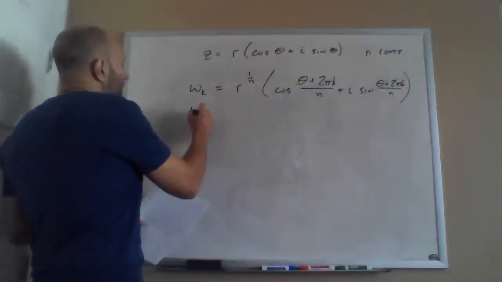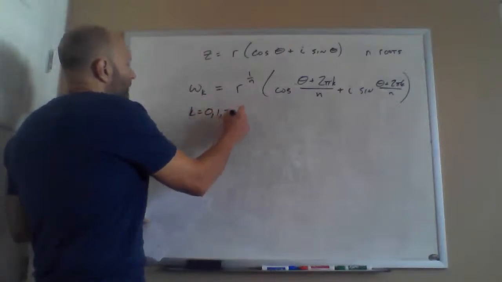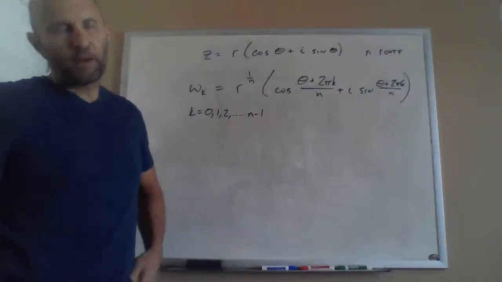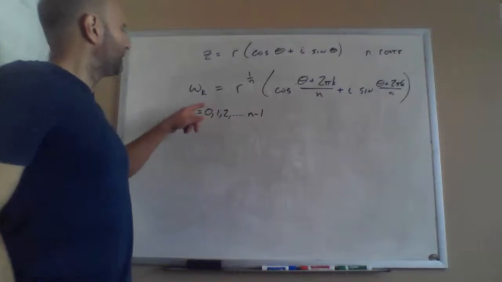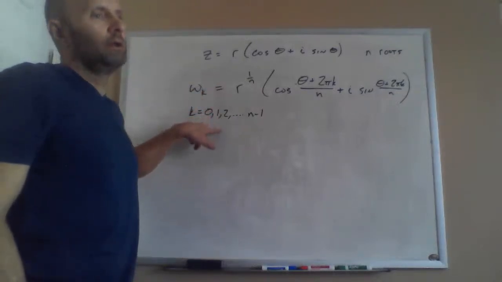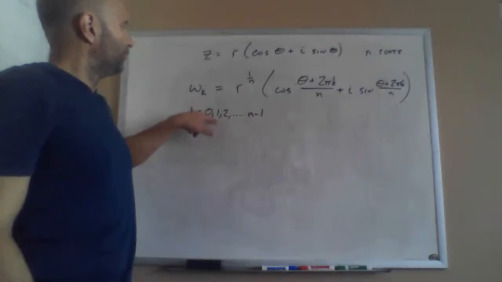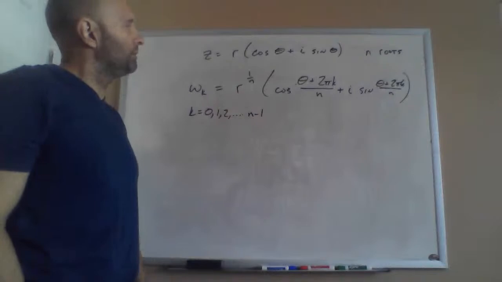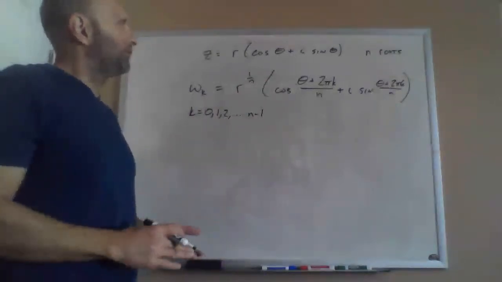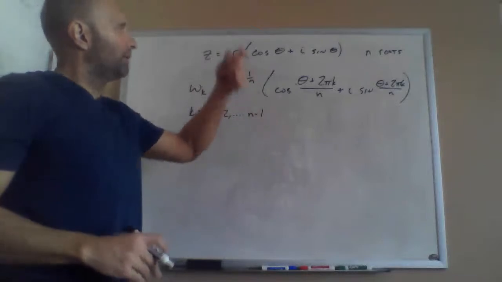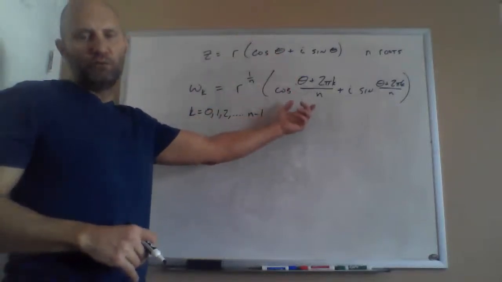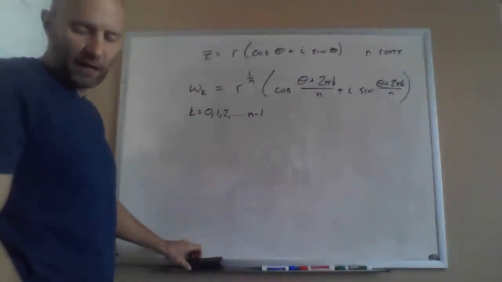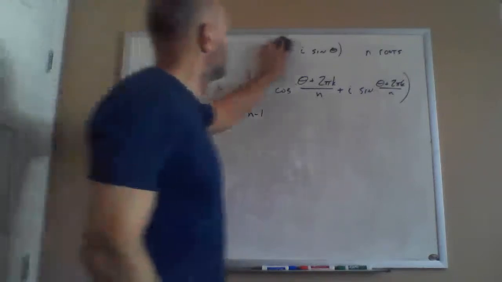And then our k goes from 0, 1, 2, etc. up to n minus 1. So if I have 3 roots, I'd have k is 0, 1, 2. If I have 5 roots, 0, 1, 2, 3, 4. However many roots I have, I go up to n minus 1. So this is my formula. So it's still kind of the same information. What's my r? What's my theta? How many roots do I have? And then it's a matter of plugging in the formula and keep changing my values for k. So let's look at a problem here.